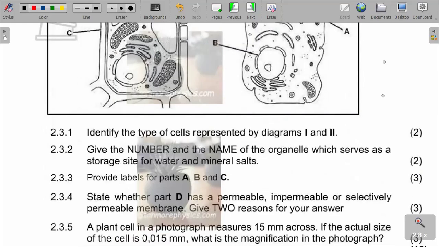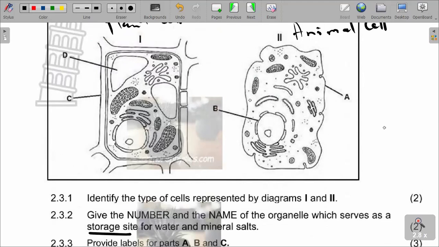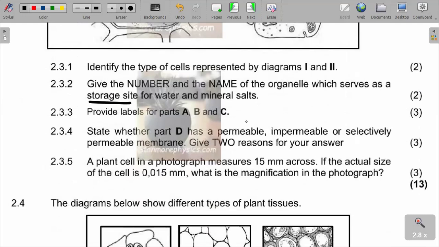Give the number and the name of the organelle which serves as a storage site for water and minerals. Water and minerals are actually stored in the vacuole. The vacuole is for water storage. It is the letter G, which is the vacuole.